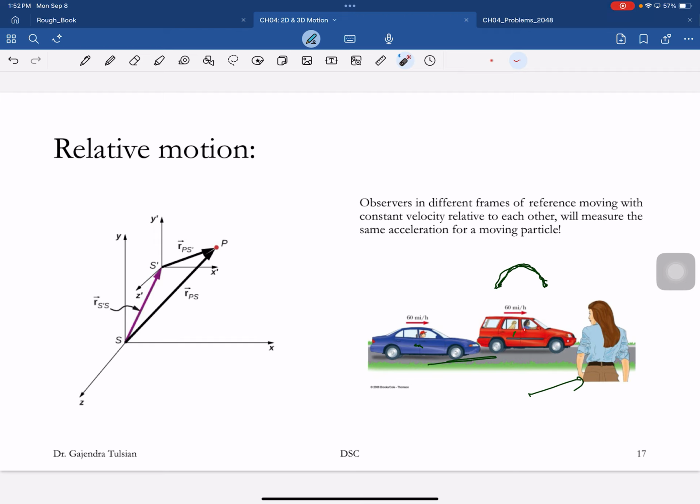So if the location of this particle with reference to this frame is that, and this frame is moving with reference to that, so there's the location of the blue car, and there's the location of the red car with reference to the blue car. Here's the position of the particle with reference to the S prime frame. Here's the position of the S prime frame with respect to the S frame.